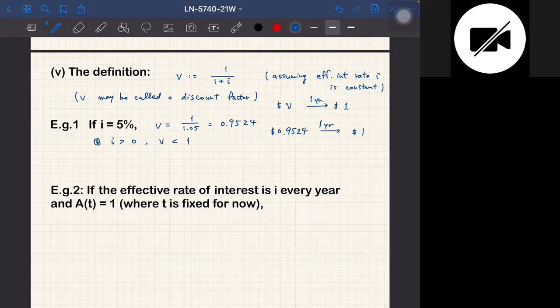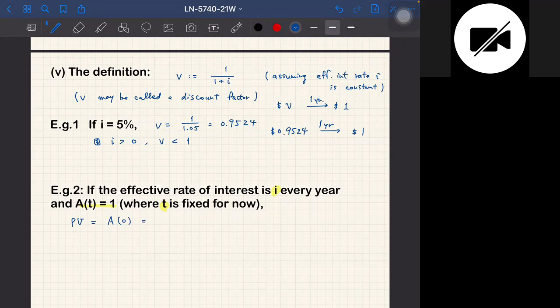So V is convenient when we think about the present value of $1. Okay, so the next example, if the effective rate of interest is I every year, and the capital A of t is equal to 1, here the lowercase t is a fixed number for now, then what is the present value? The present value, PV, is A of 0.